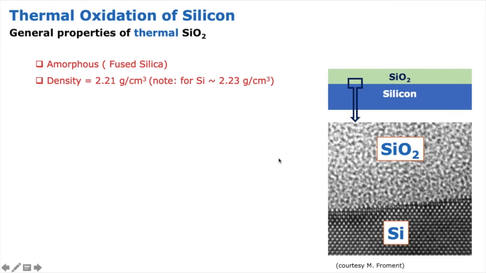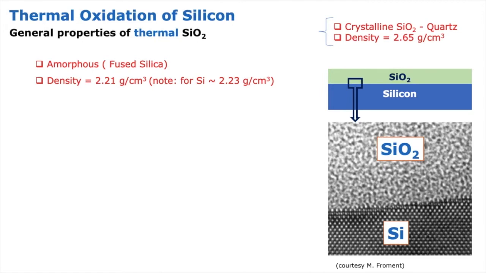Now if you look at these two numbers, which are densities, essentially mass density, right? The mass density for SiO2 is 2.21 gram per centimeter cube, and the mass density for single crystal silicon is a little bit higher than silicon dioxide, because you incorporate oxygen into the silicon matrix, and therefore your density reduces. So the mass density reduces a little bit.